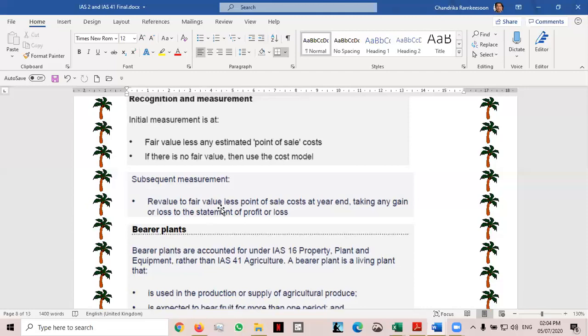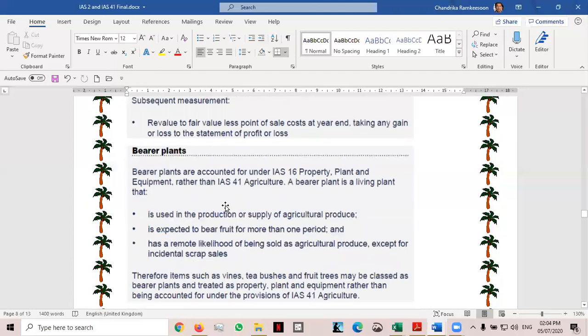So both initial measurement and subsequent valuation must be at fair value, less point of sale cost. Bearer plants. Bearer plants are accounted for under IAS 16 property, plant, and equipment rather than IAS 41. A bearer plant is a living plant used in the production or supply of agricultural produce, and is expected to bear fruit for more than one period. Well, not just fruit, but produce in different ways.